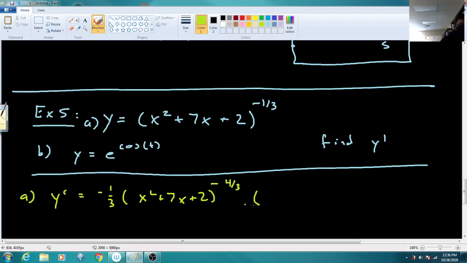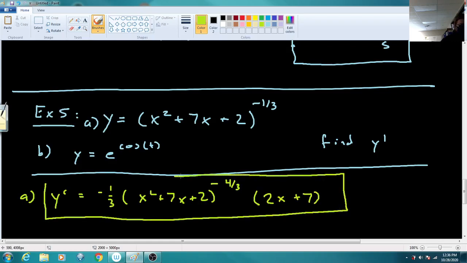And then we multiply by the inner derivative, which is the derivative of this stuff. And if we take the derivative of this, we get 2x plus 7. So that is our answer to part A using the chain rule.